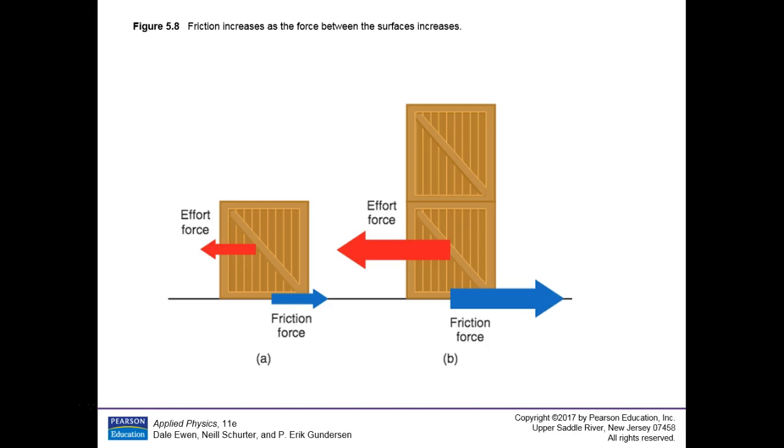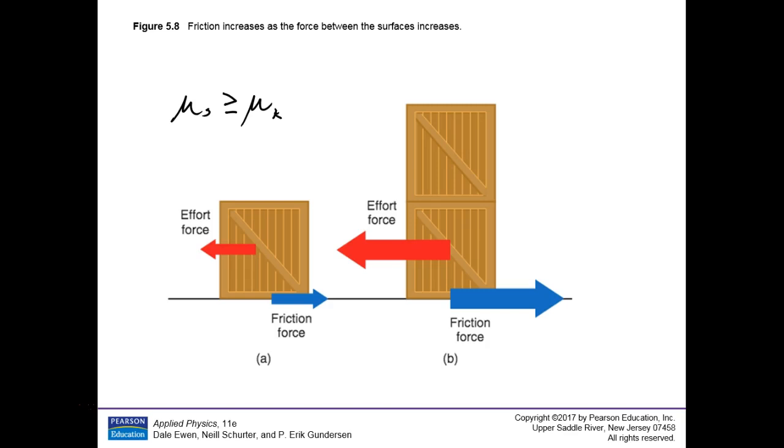Now remember, maybe I said this wrong. Let me say this again. Mu sub s, the coefficient of static friction, is always greater than or equal to mu sub k, the kinetic friction. It's not just always greater. The book made it sound that way. It's greater than or equal to. And for lubricated steel, it's almost the same.